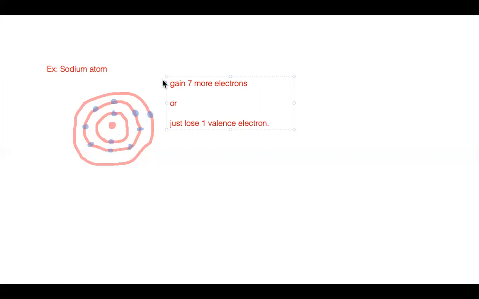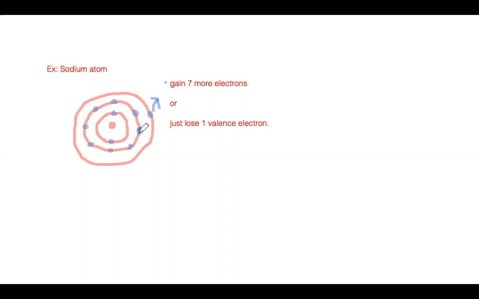So when it loses this 1 electron, now you think how many electrons will be in the outer shell? The second shell will become the outer shell. Now it will have 1, 2, 3, 4, 5, 6, 7, 8. So there will be 8 electrons in the outer shell.